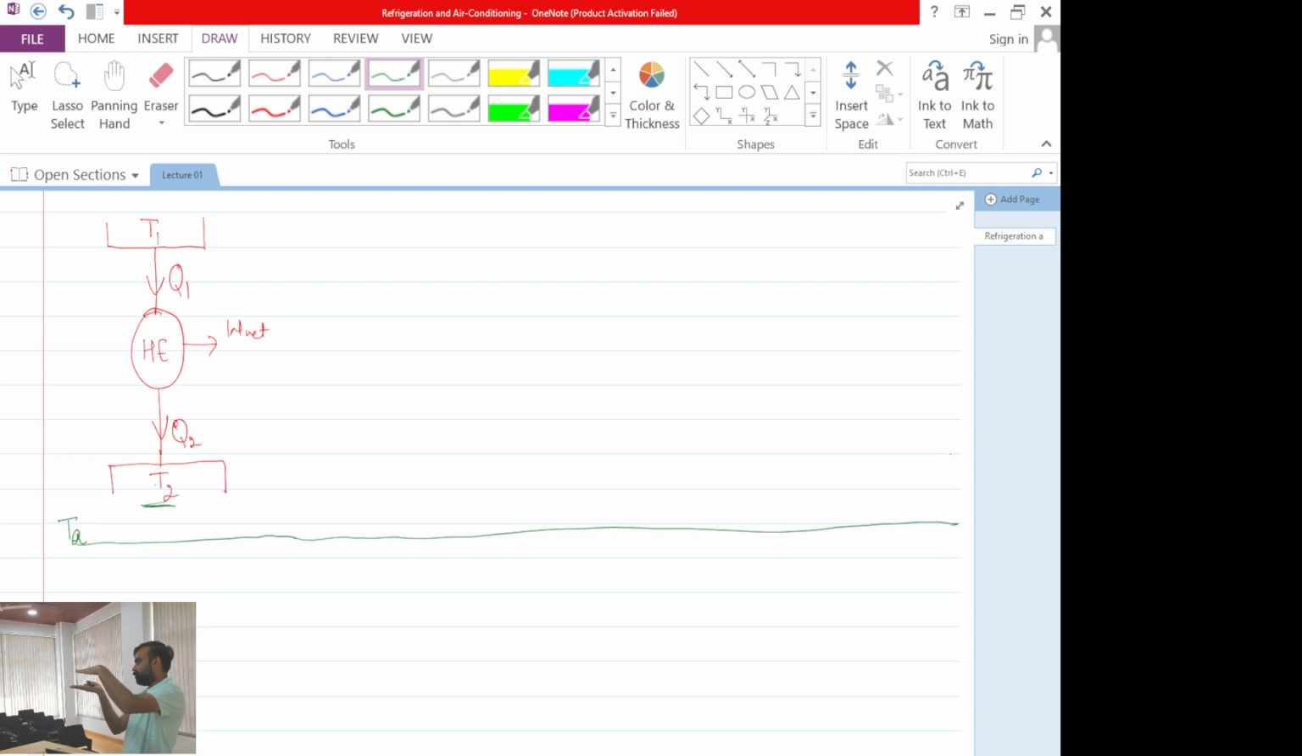The portion of the heat engine which is transferring heat to ambient should be maintained at slightly higher temperature than the surrounding. Then only that process will be possible in a finite amount of time. Is this point clear? Clear or not?